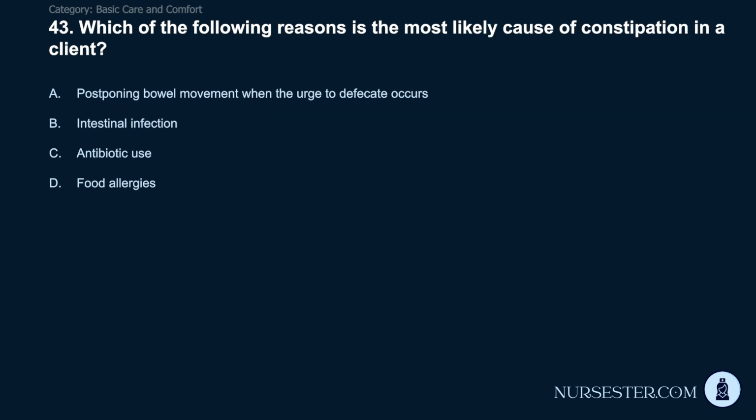43. Which of the following reasons is the most likely cause of constipation in a client? A. Postponing bowel movement when the urge to defecate occurs. B. Intestinal infection. C. Antibiotic use. D. Food allergies. Correct answer: postponing bowel movement when the urge to defecate occurs.